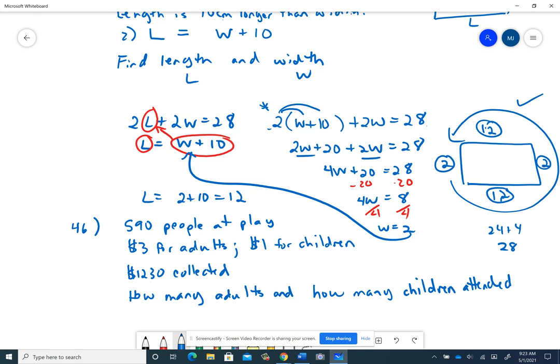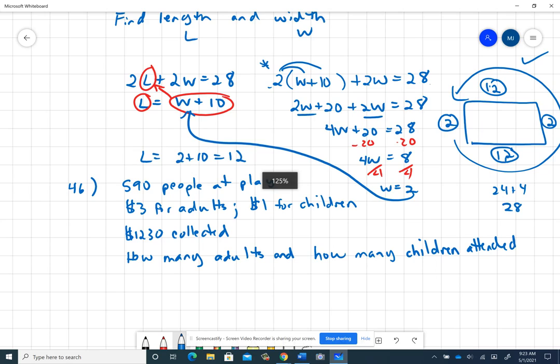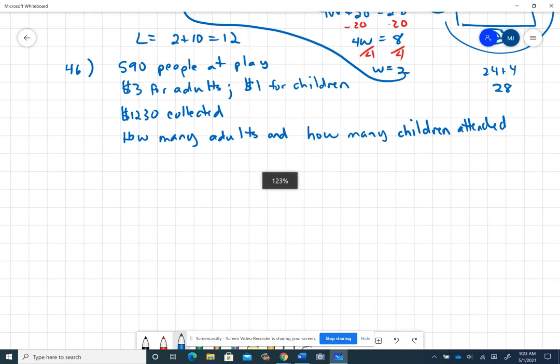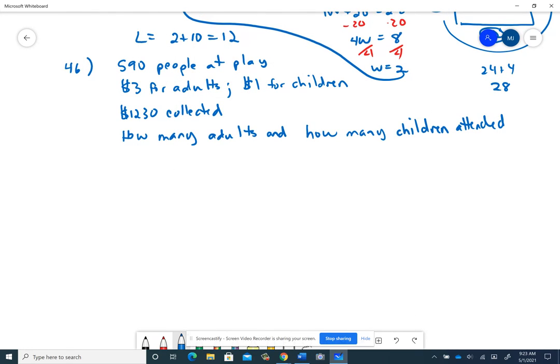All right, now look at 46. 46 was the one where you had the adult and the children's tickets, money collected and all of that. The first thing I really use is how many adults and how many children attended. That's where I decide what my variables will be. X might be adults, Y might be children. If there are 590 people at the play, those two have to add up to 590.